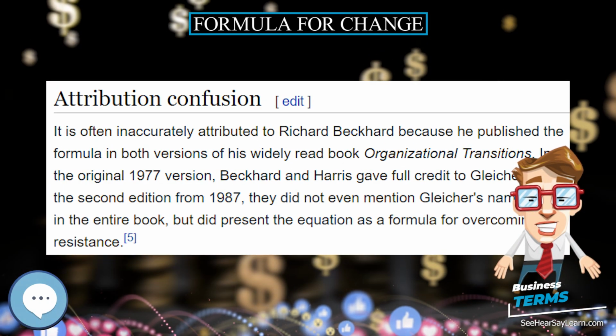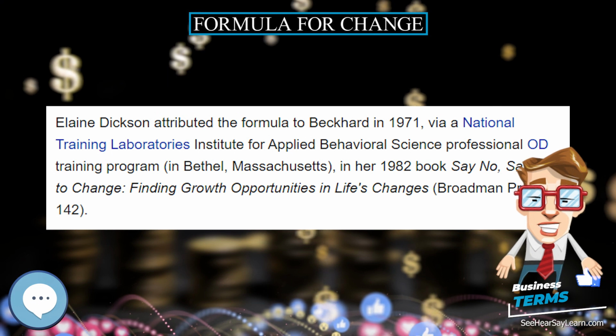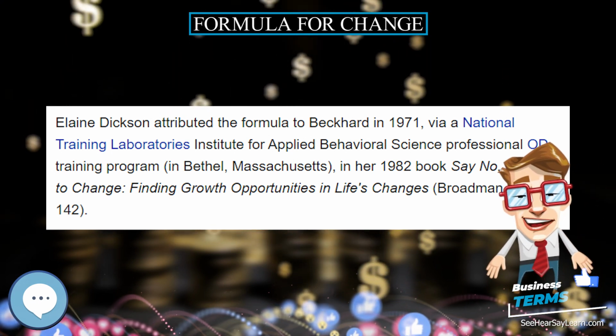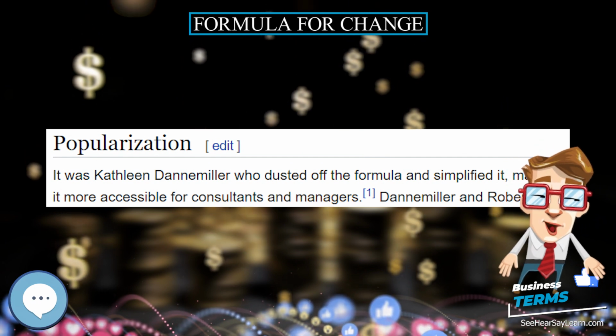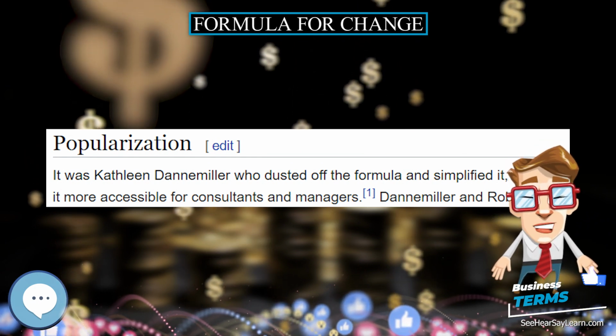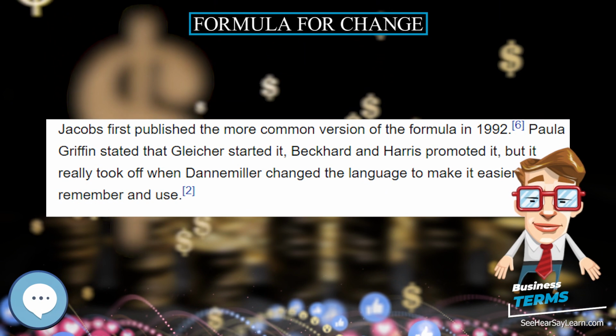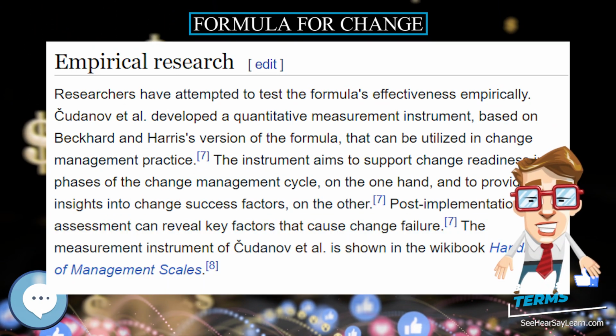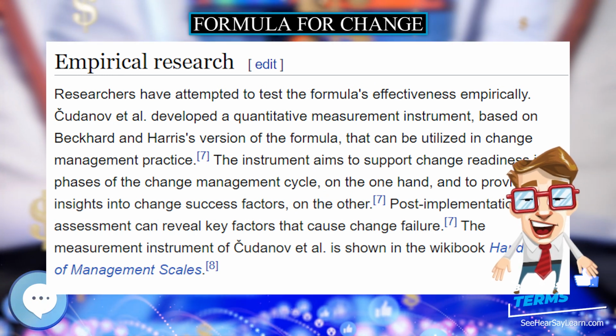Gleicher's original version: C equals A times B times D greater than X. The original formula, as created by Gleicher and published by Richard Beckett, see section Attribution Confusion below, is where Dannemiller's version comes from: C equals D times V times F greater than R.